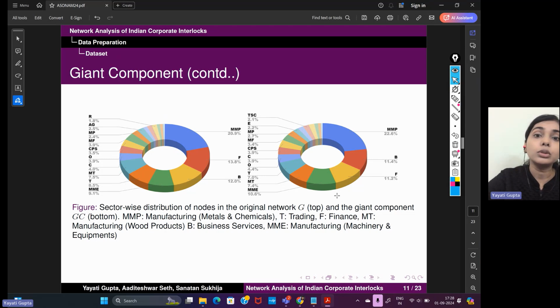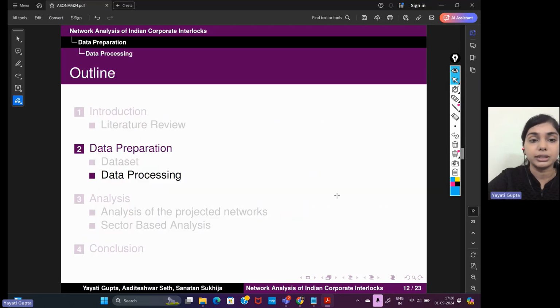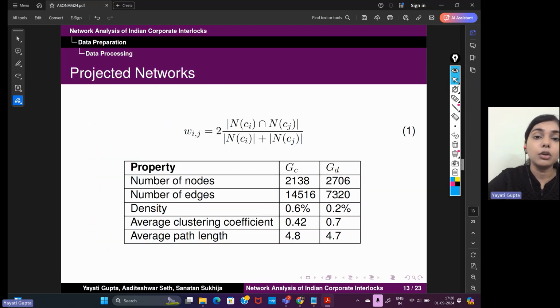Furthermore, if you look at the most highly boarded companies and the highly boarding directors, all of them come from the giant component. Therefore, for the further analysis, we have restricted ourselves to the study of the giant component itself. This giant component still is a bipartite network.